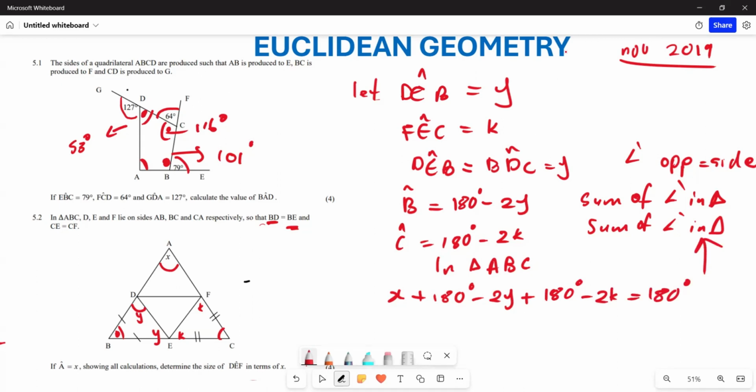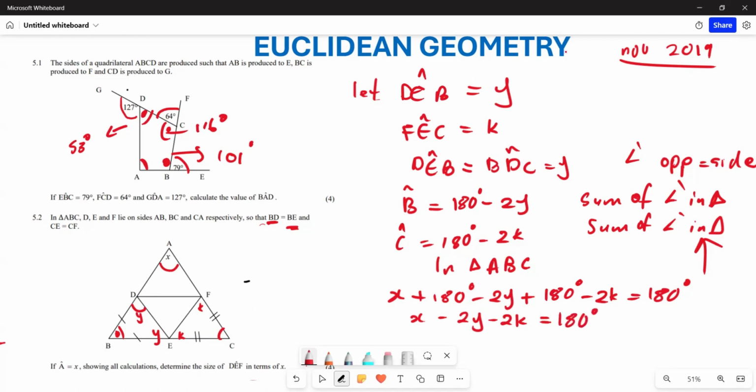So which means now, what is it that I'm going to have from here? If I continue with these, the 180 and 180 are going to give me 360. When I take this 180 to the other side, I'm going to be left with x minus 2y minus 2k, which is going to be equal to 180 degrees.